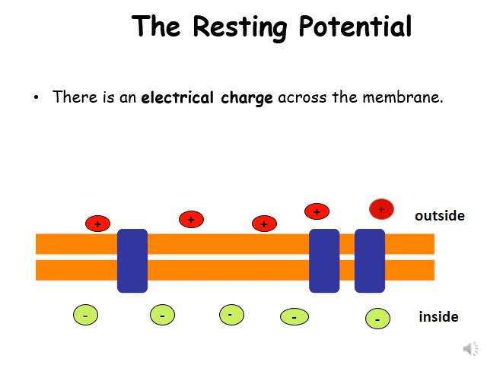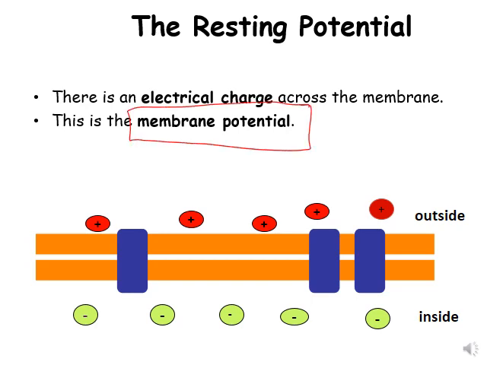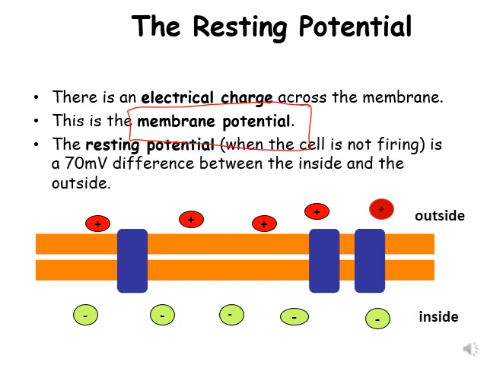There is an electric charge across the membrane of the nerve fiber. This is called the membrane potential. It is found across the membrane. So the resting potential, when the cell is not firing, meaning it's not stimulated, it's at rest, is a 70 millivolt difference between the internal and the external. From now on, the resting potential of a neuron is equal to minus 70.